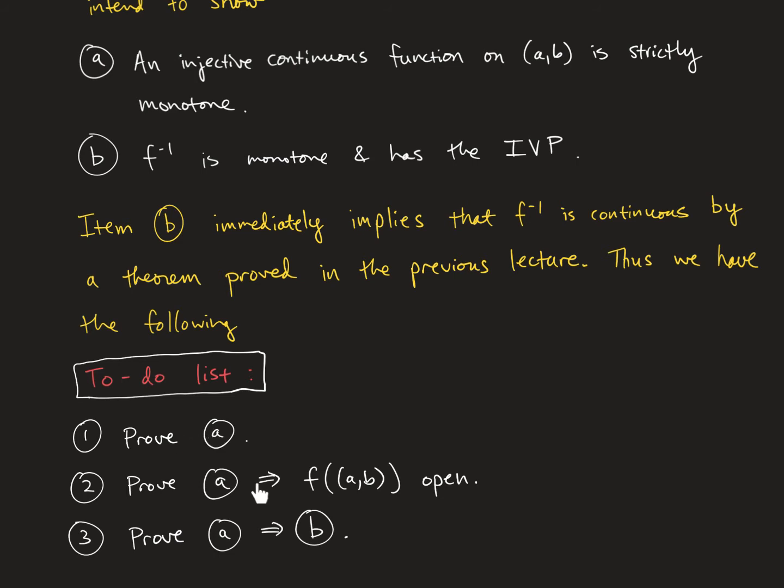Once we have A, that's going to imply that the image is open, and once we have A, that will imply B. So we need to show that A implies that the image is open, and that A implies B. And that will complete the proof of this theorem.